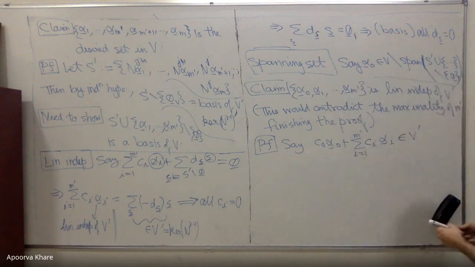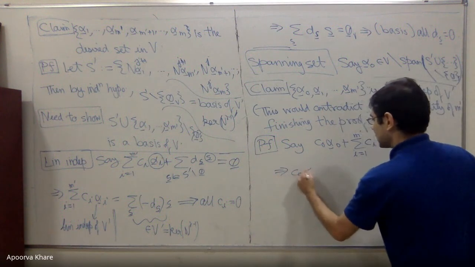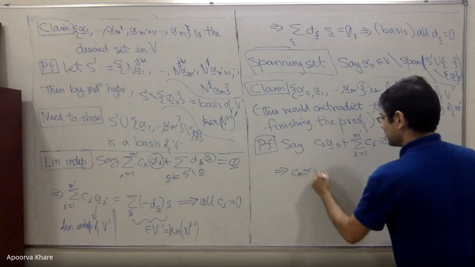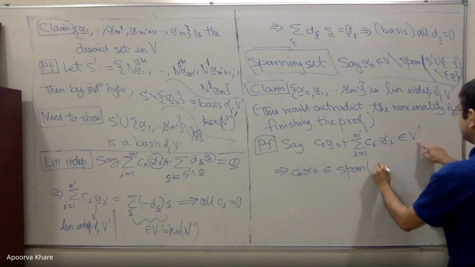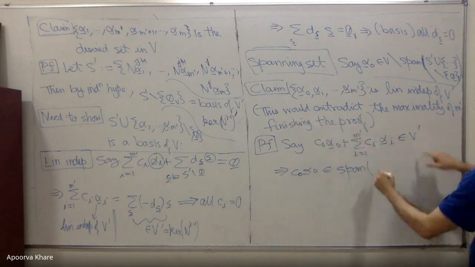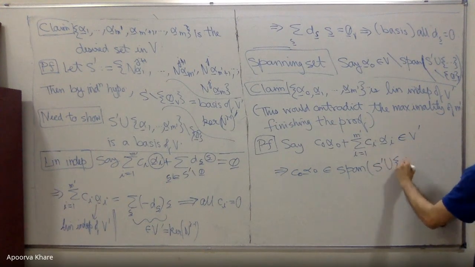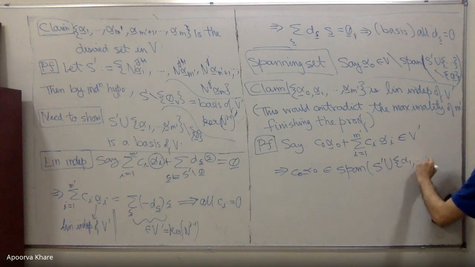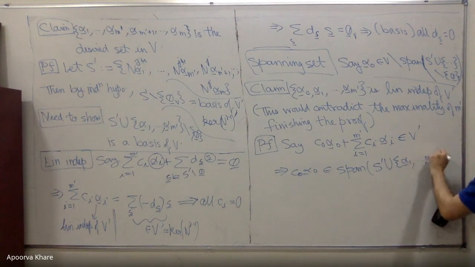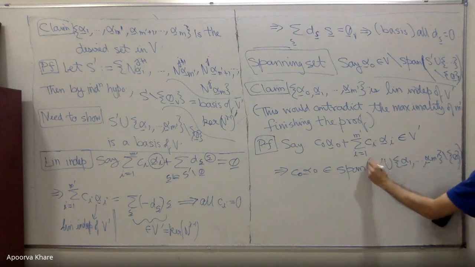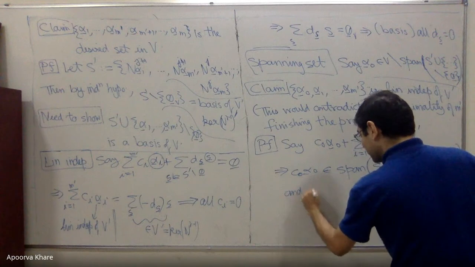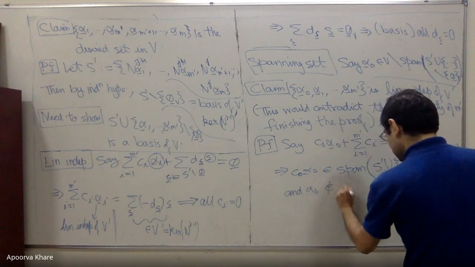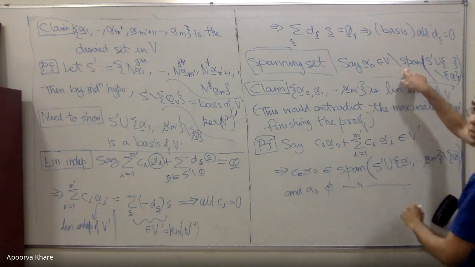Suppose I have a linear combination like this. It implies C naught alpha naught, which is as simple as that, belongs to the span of V. But V prime is the span of S prime, so S prime union alpha 1 through alpha M prime minus 0. Okay, C naught alpha naught belongs to this. And we know that alpha naught does not belong to this. That's exactly what we're saying here.